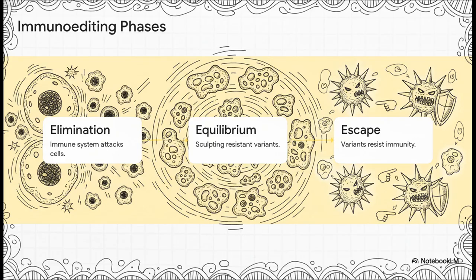Through a long process called immunoediting, cancer dynamically adapts to our immune system. It happens in 3 steps. First is elimination, where our immune system recognizes and attacks. But then comes equilibrium. This is a prolonged phase, sometimes lasting years, where the immune system continuously sculpts the tumor, accidentally selecting for the most resistant variants. And finally, escape. This is where new variants emerge that completely resist immune pressure, sometimes even tricking our own immune cells into acting as biological bodyguards for the tumor.